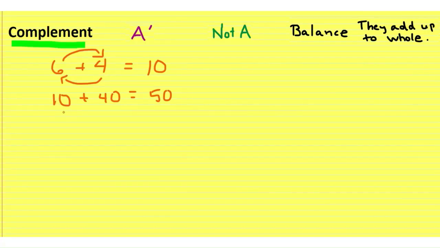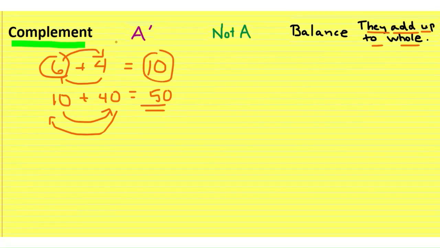Same thing. 10 would be the complement to 40 with respect to 50, and 40 would be the complement of 10 with respect to 50 because they add up to the whole. It is the balance. It's like if we only have 6 out of the 10, well, the balance is the 4. So now let's bring that to the idea of sets.